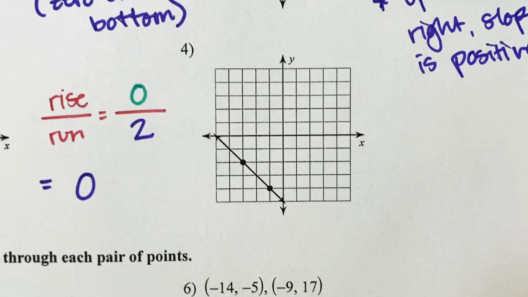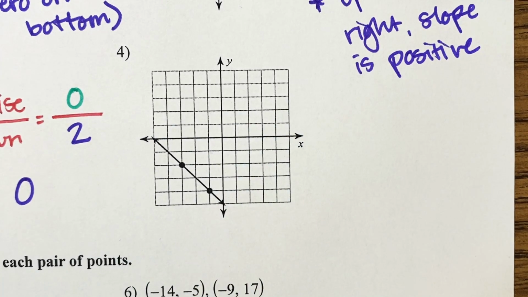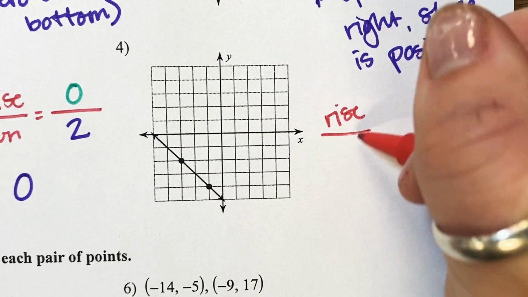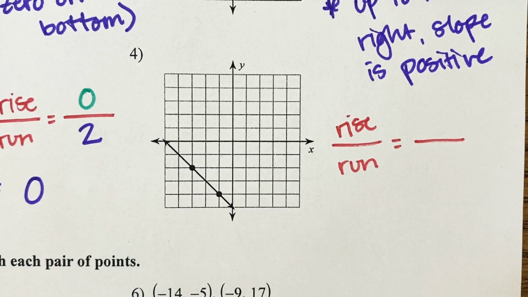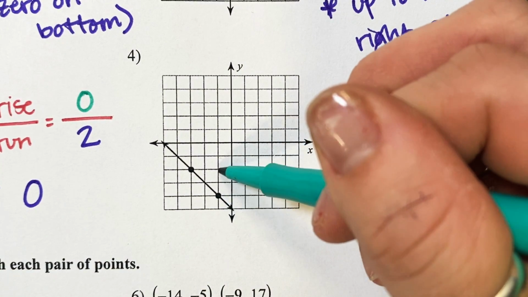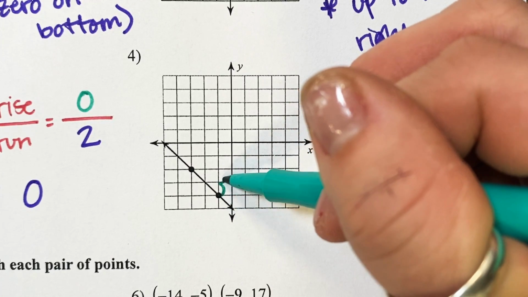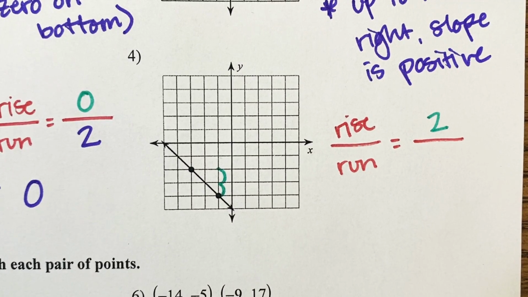Okay, let's look at number 4. Start from our lowest point. First, let me write our rise over run. Write this with me. This will really help you guys. Rise over run equals... well, what is my rise? Let's start at our lowest point. The lowest point's right here. To get on that same line with our second point, I have to rise 1, 2. So my rise is 2.